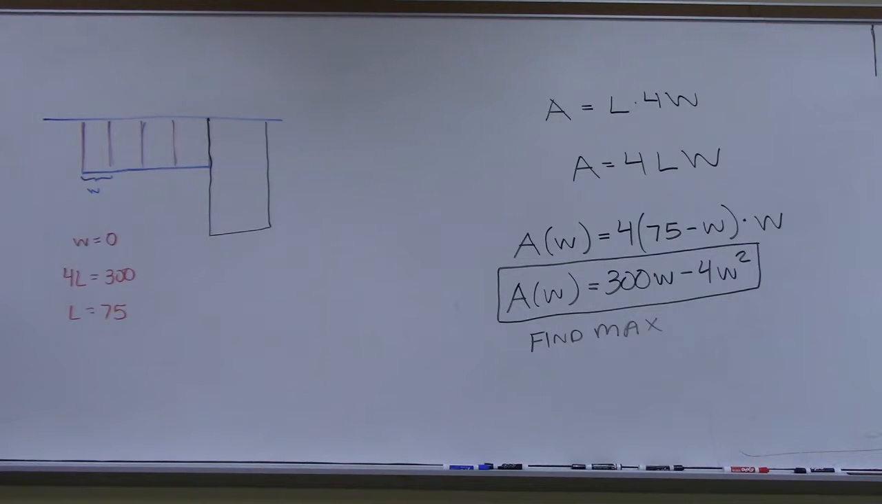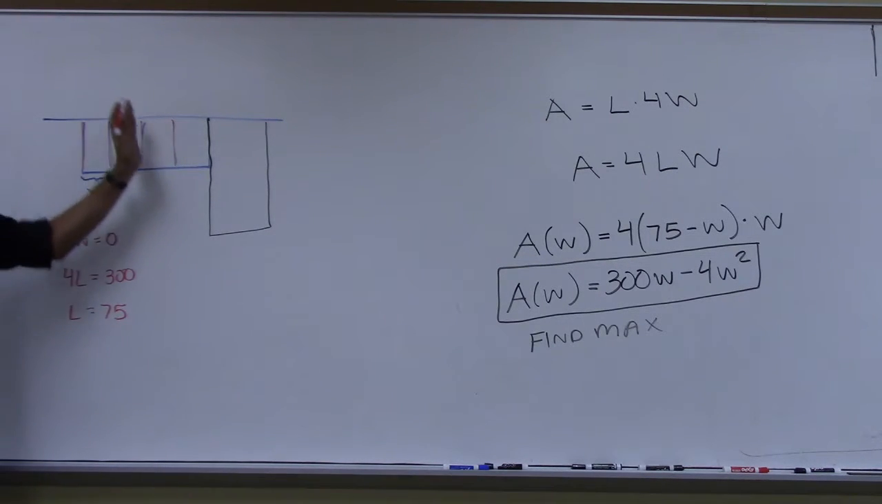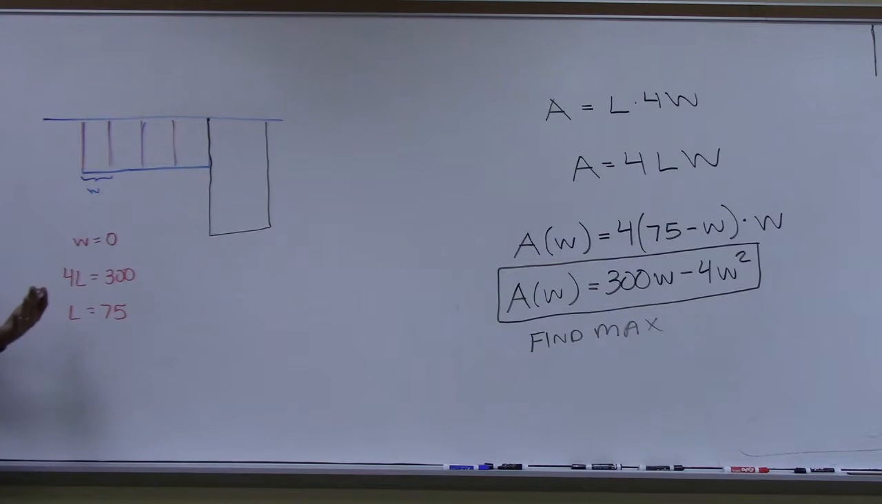Right? It goes past the shed. So W can't be 0, because if W is 0, then the 4 L's together add up to be 300. They go past the shed. Now, I agree, we're still not making pens because they're 0 wide. But algebraically, we are not allowed to let L be 75.